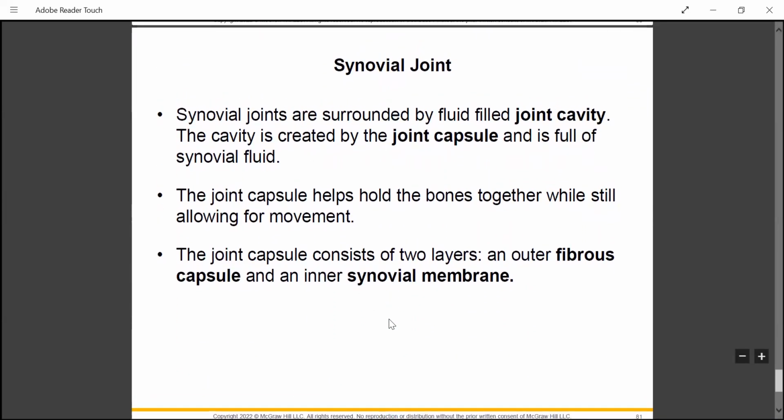So as we said earlier, our synovial joints are going to be surrounded by a joint cavity. And so this is created by a joint capsule. So this helps hold our bones together for congruency, but still allow for movement. And it's going to consist of an outer fibrous capsule, and then the synovial membrane forms the inner lining of our synovial joint.